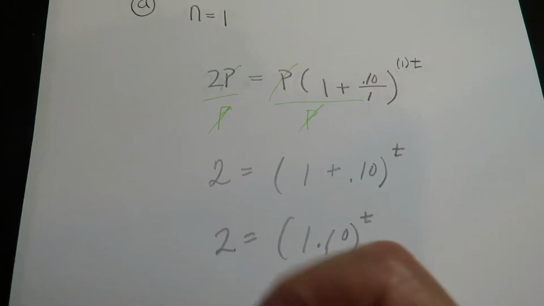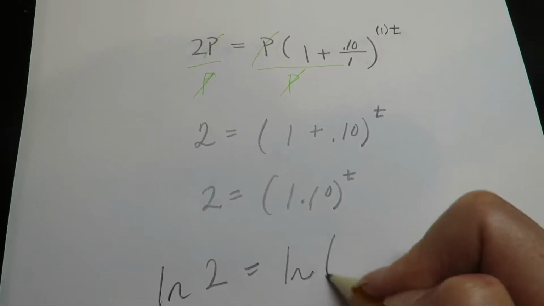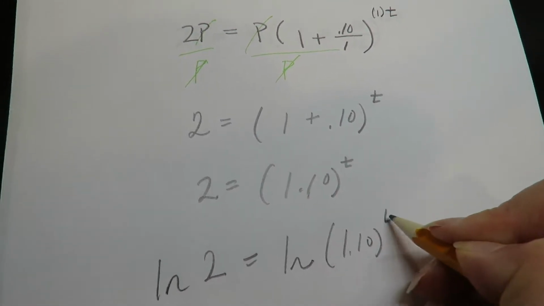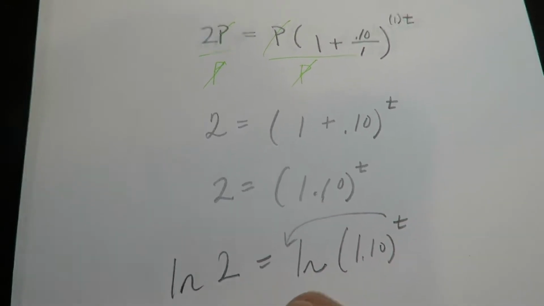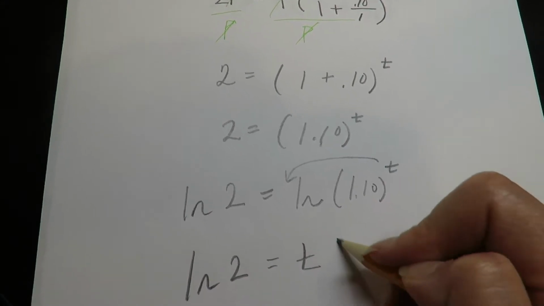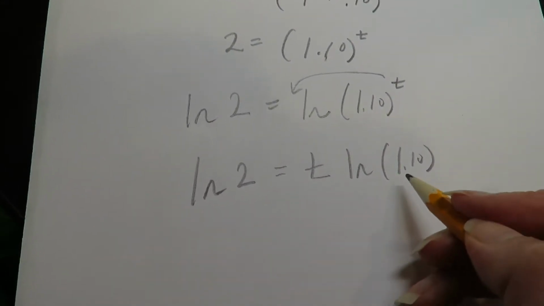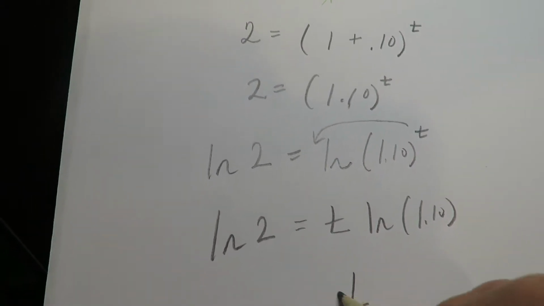Now I can take the ln of both sides because I want to bring the exponent down. Okay, so that allows me to bring t down. Right, and then I'm almost there. I just got to divide this guy off so that t can be by itself.